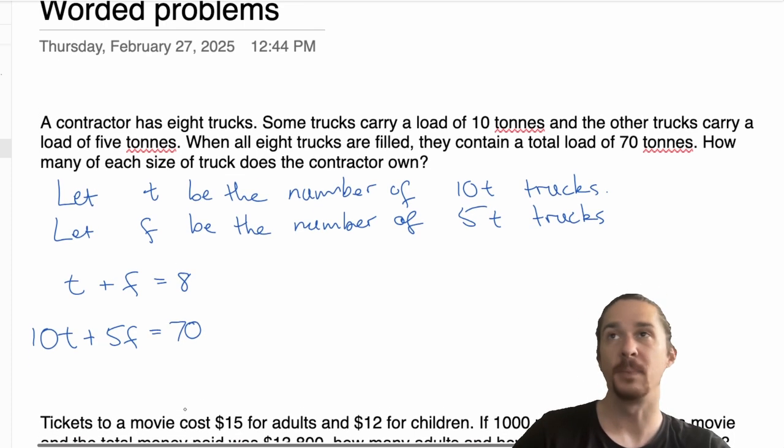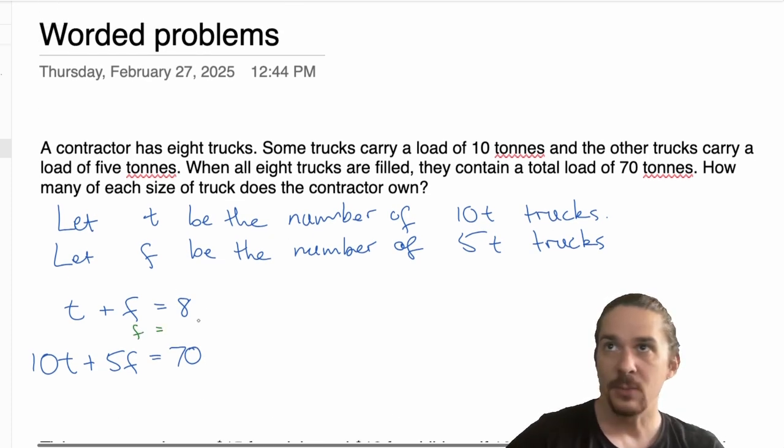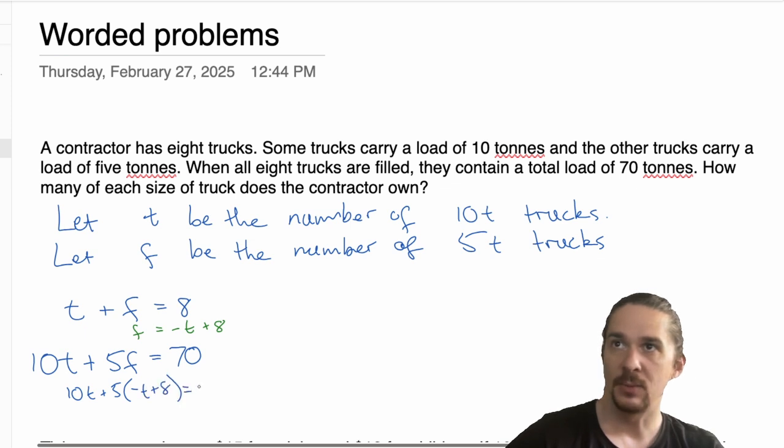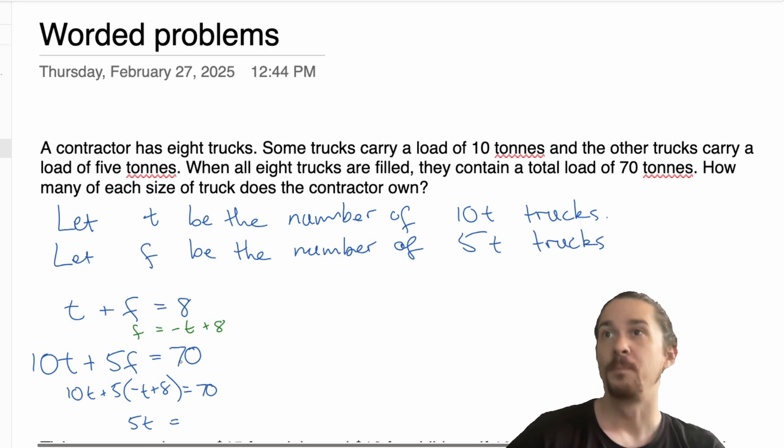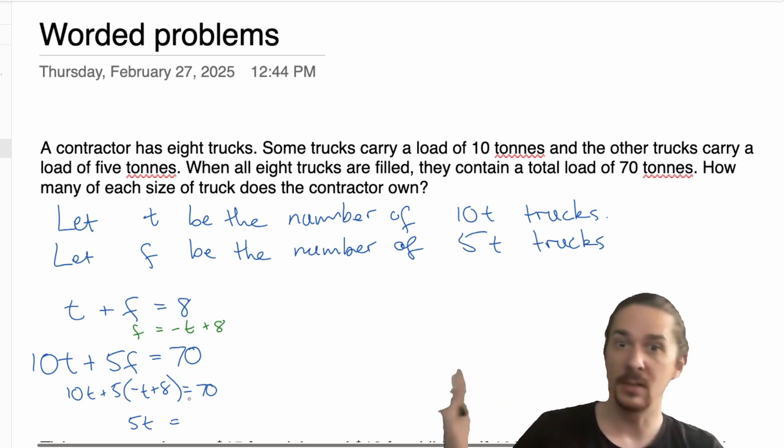Here's our second equation. This means F is equal to negative T plus 8, and I'm going to substitute that into the second equation. So 10T plus 5 times negative T plus 8 equals 70. So that's 10T minus 5T. So 5T equals, and then that's going to be equal to 70 minus 40, right? Because 5 times 8 is 40. We subtract it from both sides.